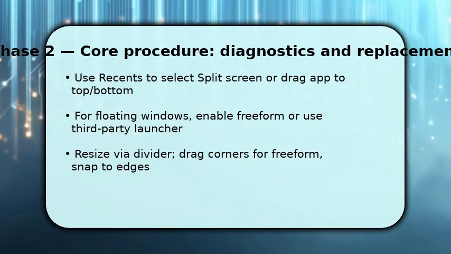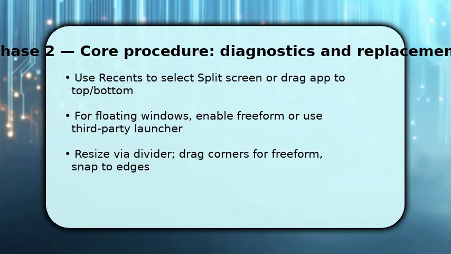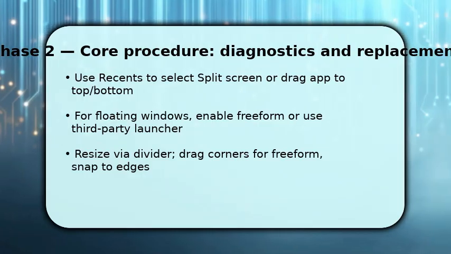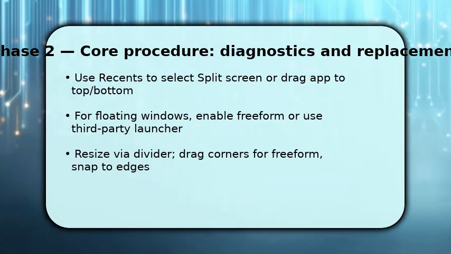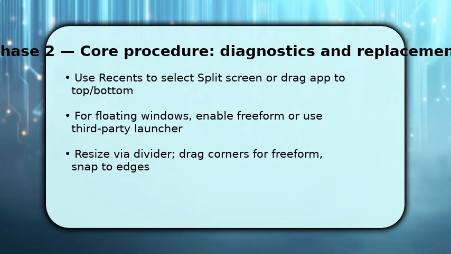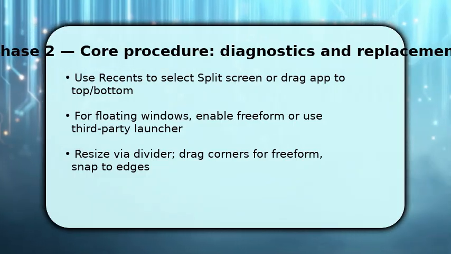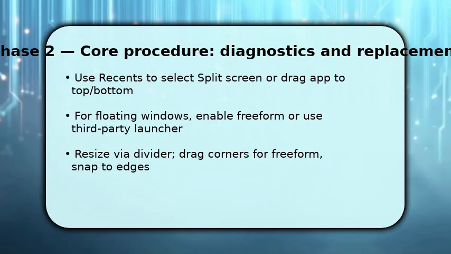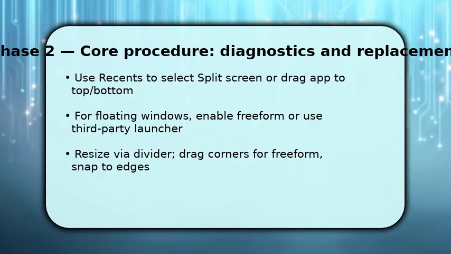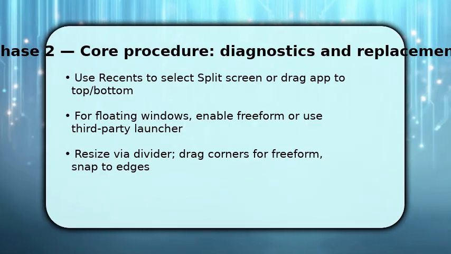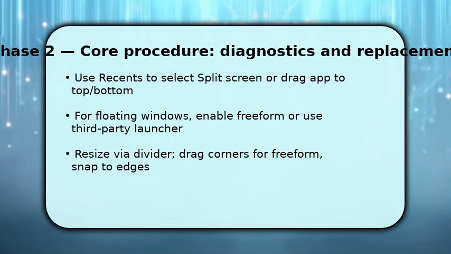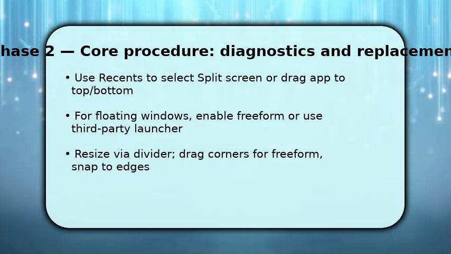You'll now create windows and position them for work. Open an app, then use the Recents button or gesture to choose split screen. Tap a second app to fill the other pane. For floating windows, enable freeform mode or install a trusted launcher that supports floating. Then drag an app from Recents into freeform. Resize using the divider or drag corners. This changes layout and focus. Make sure to practice snapping to edges so you can quickly switch between one app full screen and multiple windows.